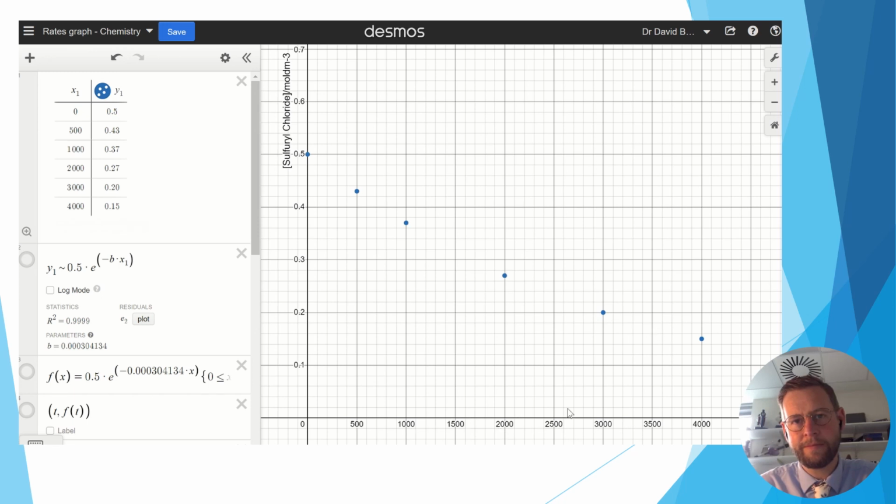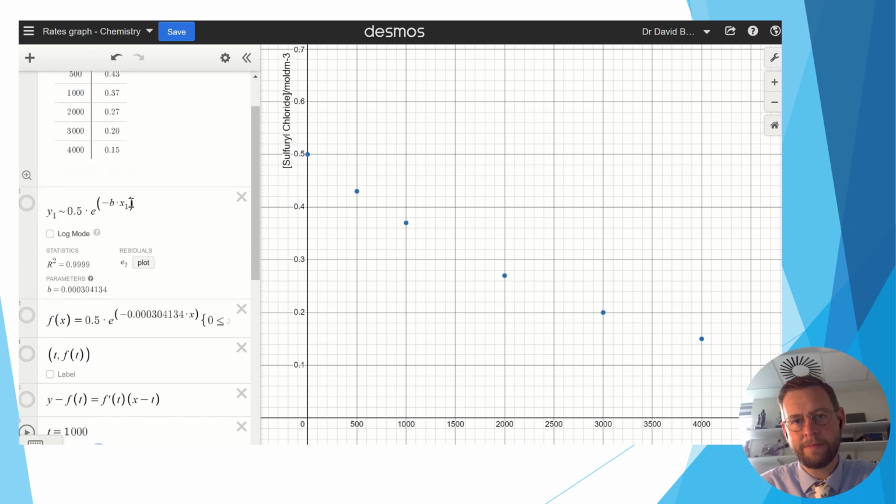Well, we've got time on the x-axis here, and you can see that I've compiled that in Desmos by putting in the time and also the concentration. Now, the first thing I wanted Desmos to tell me was what the best fit curve to this data is. It's obviously an exponential curve, a power law, and so I put B in as the coefficient, and it is going to tell me what value of B best fits.